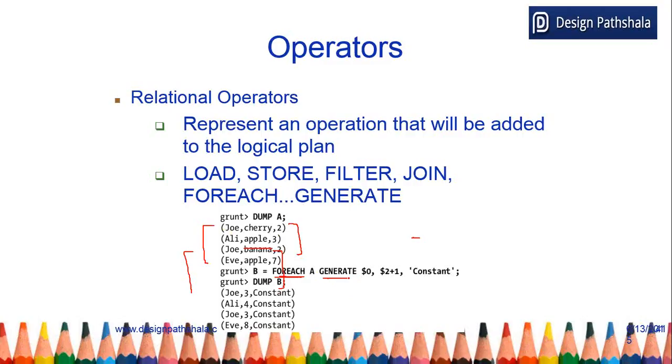FOREACH and GENERATE are used together. FOREACH A GENERATE $0, that is the first column of A, then $2 plus 1, that is the third column summed with 1, and a constant, which is just a constant string. If I say dump B, something like this will be generated: the first column, $2 plus 1, so 2 plus 1 is 3, 3 plus 1 is 4, and so on, and the constant. So FOREACH is basically used to run on each row of your input, and GENERATE is the keyword used with it.